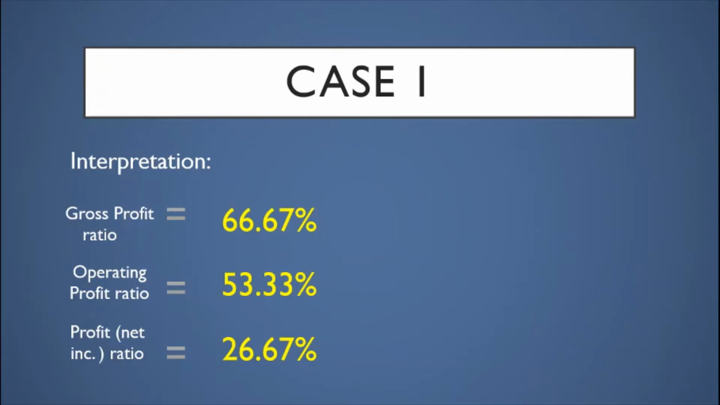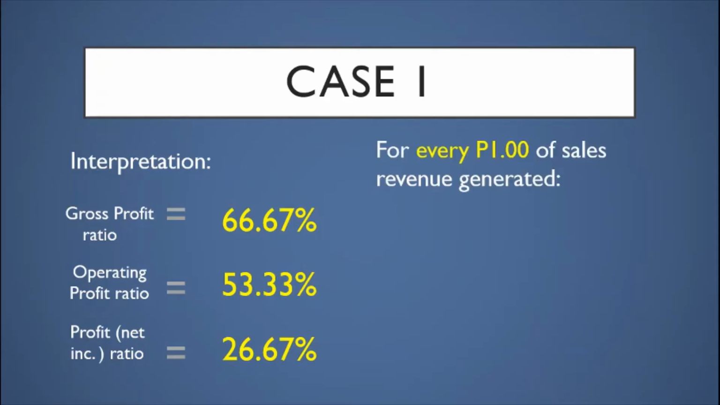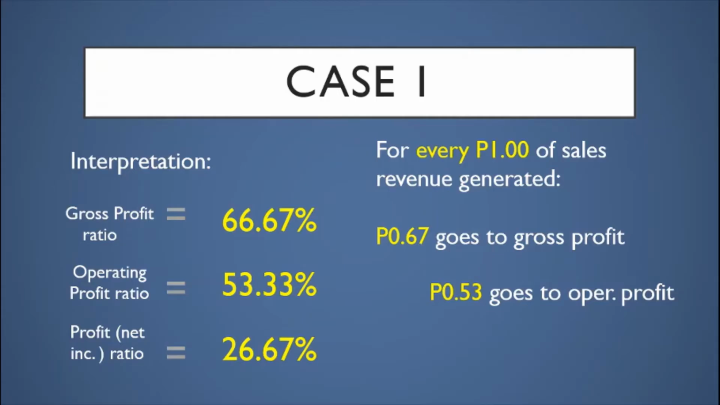How would we interpret these figures? Again, margins measure the operating efficiency of the company. So, in interpreting these ratios, we would have the following. For every 1 peso of sales revenue generated, 67 centavos goes to gross profit, 53 centavos goes to operating profit, and 27 centavos goes to net income. This is how we would interpret the margin ratios.